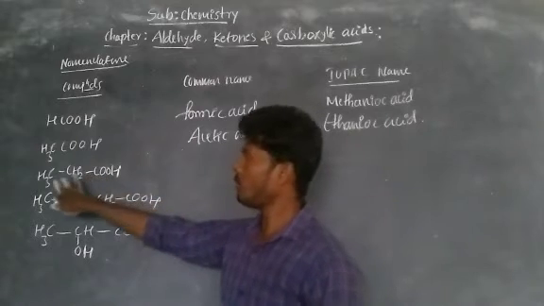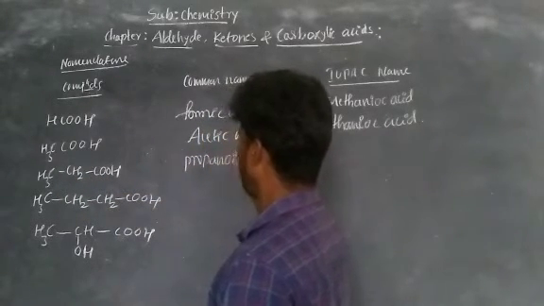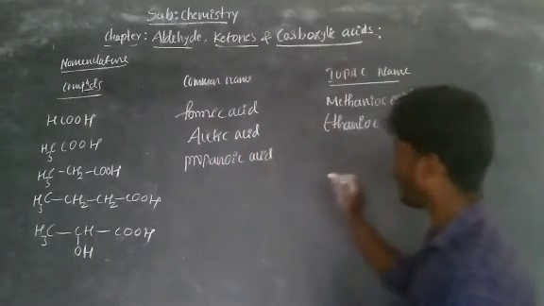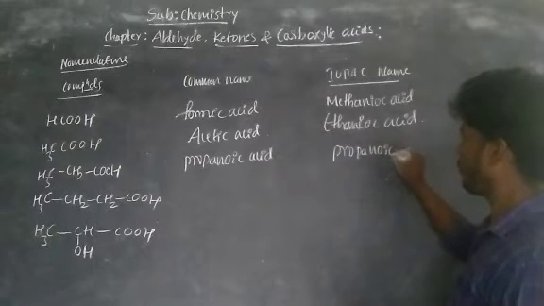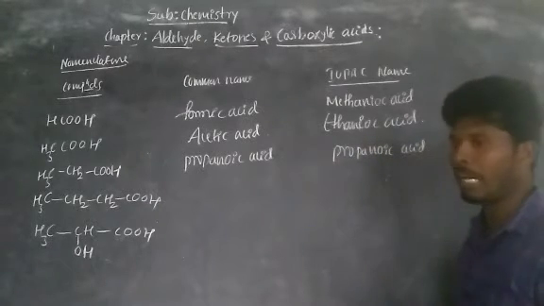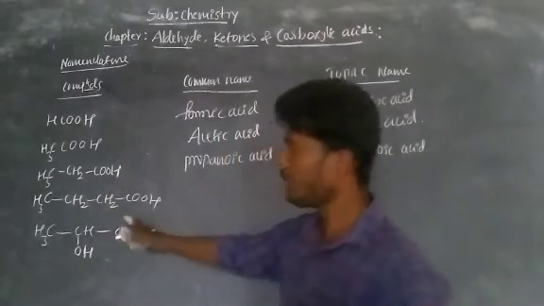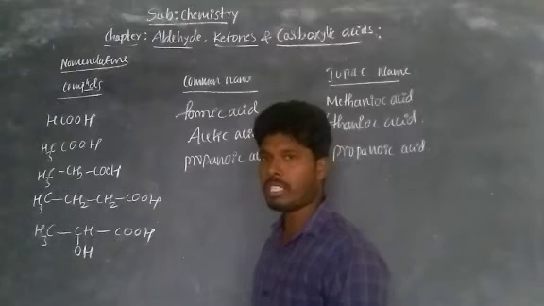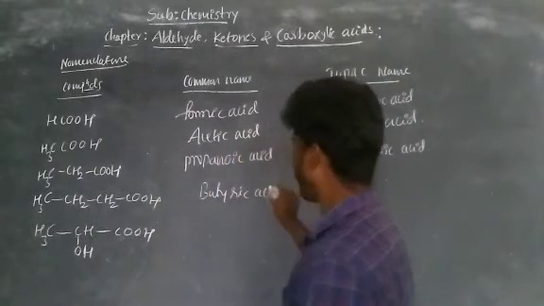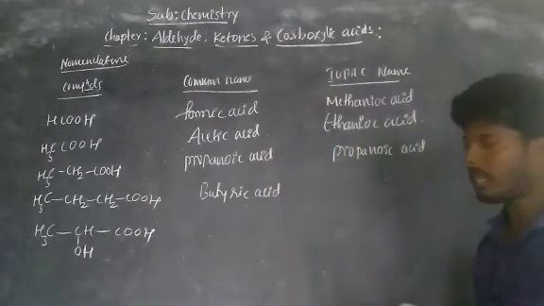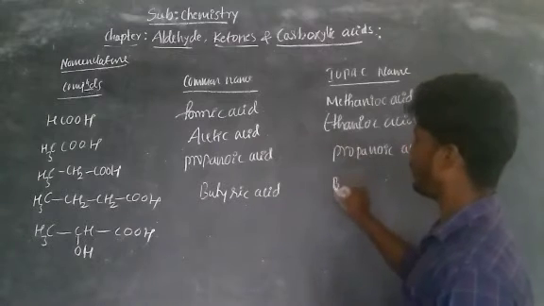Now similarly here 1, 2, 3 carbons, so the common name is propionic acid, and the IUPAC name is propanoic acid. For a 3 carbon compound of carboxylic acid, the IUPAC name as well as the common name is the same. Now here take the fourth one. 4 carbons are there. What is its common name? Butyric acid. Because it is obtained from butter. Then the IUPAC name for this one is butanoic acid.